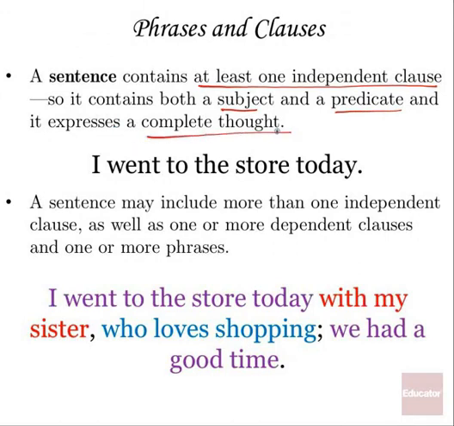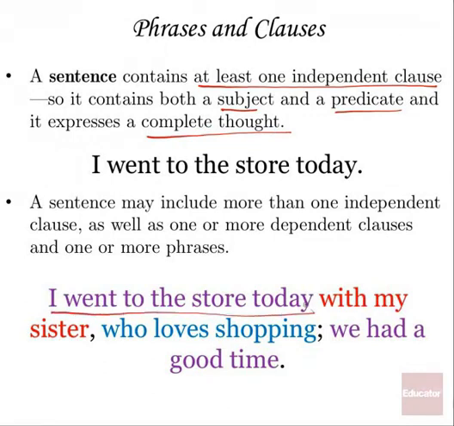So, I went to the store today. That's a complete thought. It has a subject, it has a predicate, it makes sense. A sentence may include more than one independent clause, as well as one or more dependent clauses or subordinate clauses, and one or more phrases. Let's look at an example. I went to the store today.